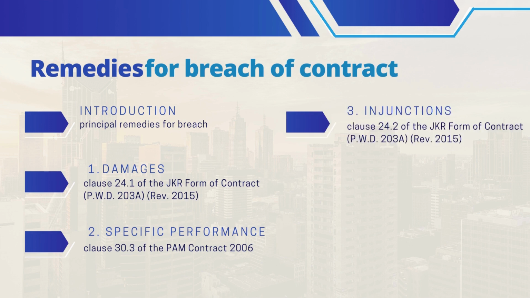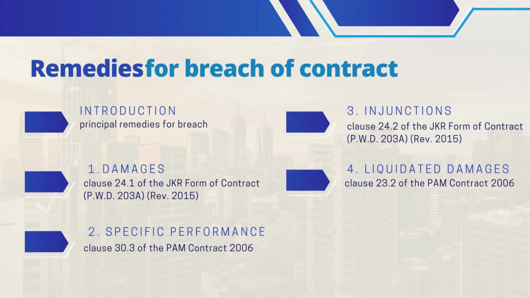Injunctions are a remedy that prevents the breaching party from continuing to breach the contract. In the construction industry, injunctions may be used when the contractor breaches the contract by using substandard materials or when the employer breaches the contract by interfering with the contractor's work. For example, Clause 24.2 of the JKR Form of Contract, PWD 203A, Revision 2015, states that if the contractor breaches the contract, the employer may seek an injunction to prevent the contractor from continuing the breach.